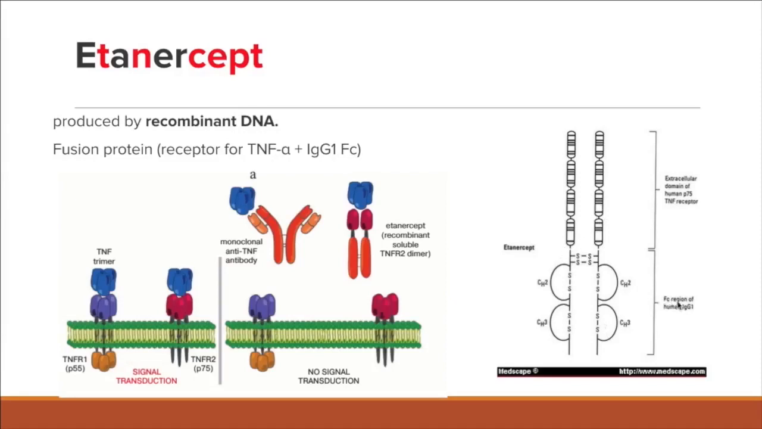And you see, this is the Fc region of the human IgG1 antibody. So using that, that's why it's produced by recombinant DNA. Now, the important thing is that now etanercept can actually bind to tumor necrosis factor alpha. That is how it works. That's its mechanism of action.